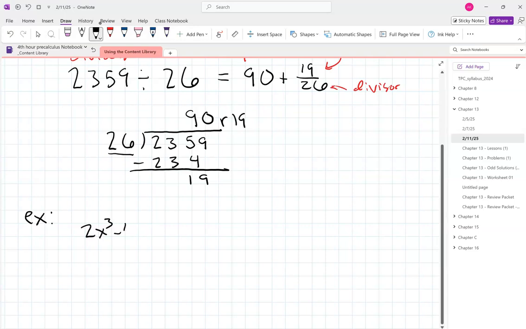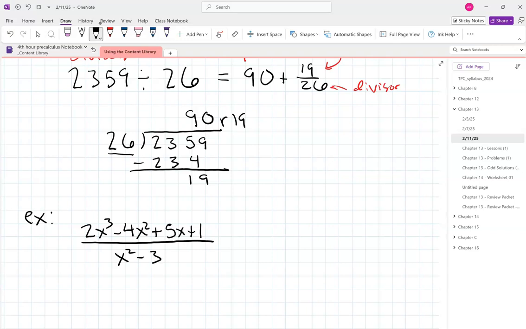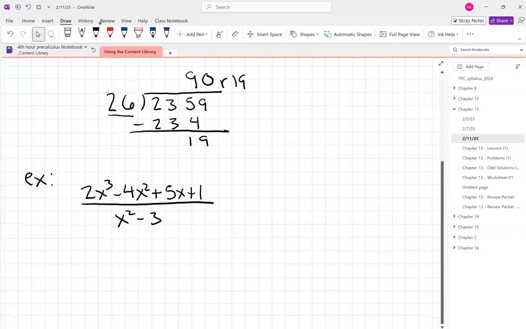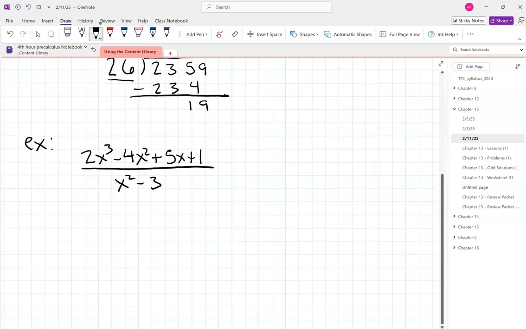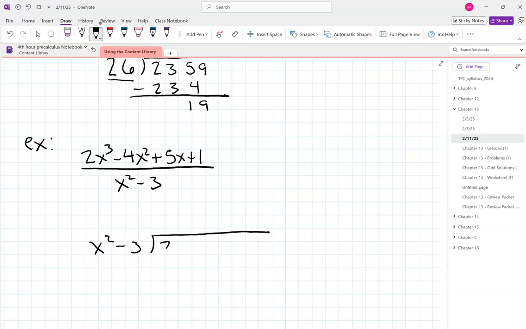So let's say we have the polynomial 2x cubed minus 4x squared plus 5x plus 1 divided by the polynomial x squared minus 3. Remember that a fraction bar is the same thing as division, right? So far, so good. So we'll set this up the same way. We're going to have the divisor on the outside, and the dividend goes underneath.